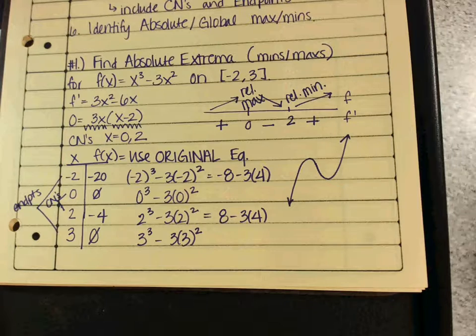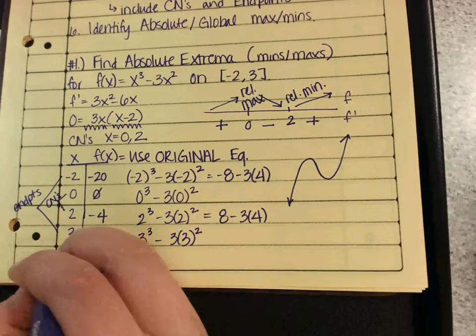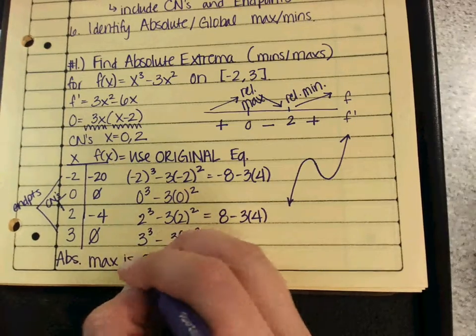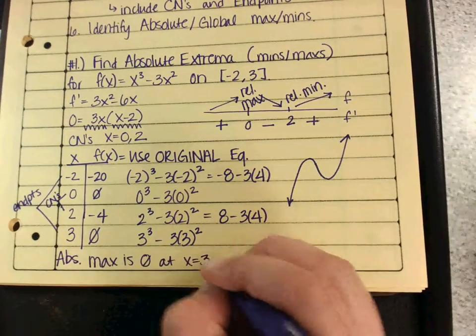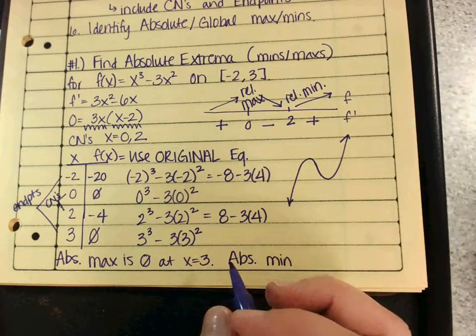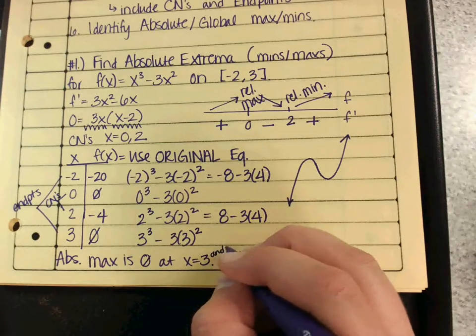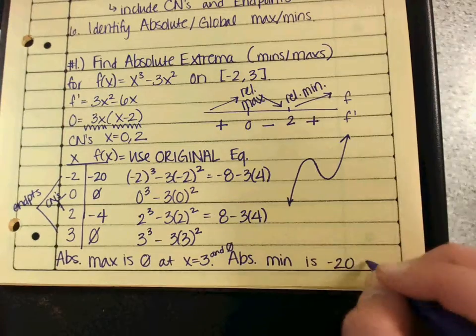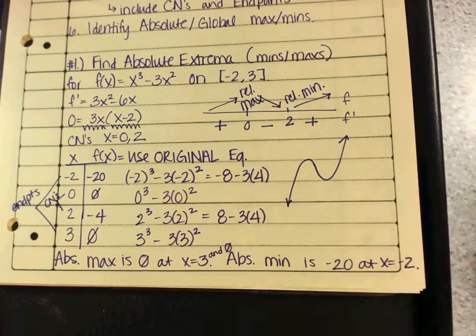0. Where does it occur? At 0 and 3. Where's the absolute min? It's negative 20 at negative 2. Make sense? Okay, so absolute max is 0 at x equals 3. Absolute min, oh wait, hold on, 3 and, thank you, 0. And my absolute min is negative 20 at x equals negative 2.